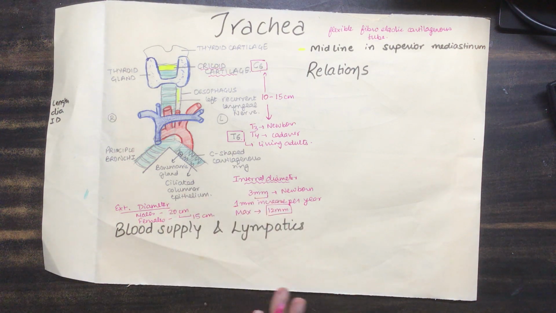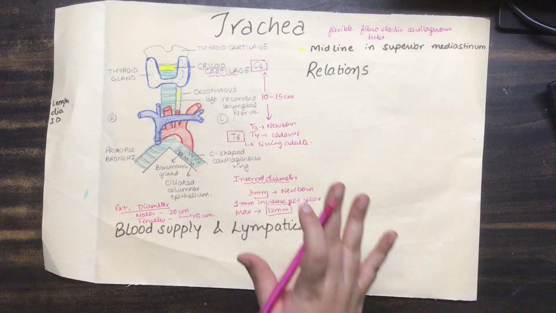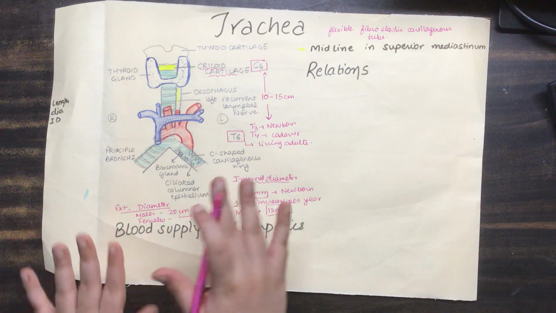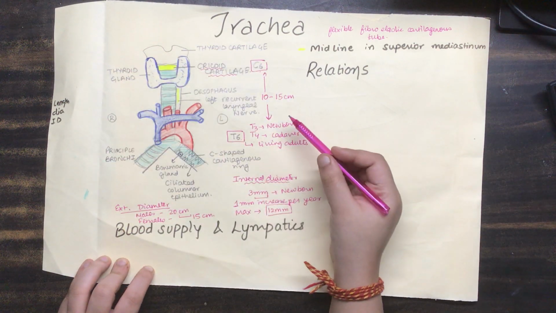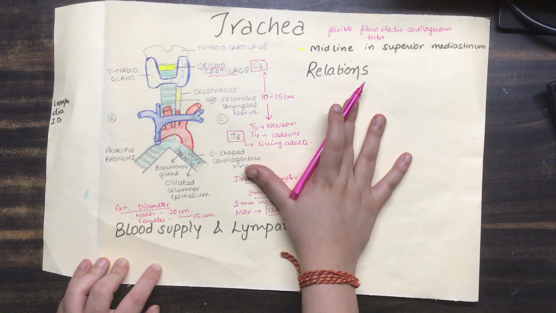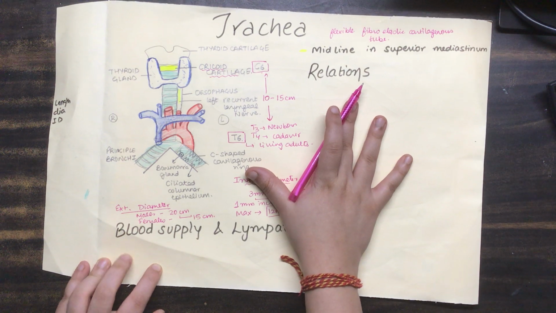Now this diagram that I have drawn for the trachea is a complete diagram for understanding the relations, the blood supply, and the various other topics we will study. This is a complete diagram, and you can just draw it in the exam. I'll explain this entire diagram when we do the relations of the trachea. So now we'll start with the relations.